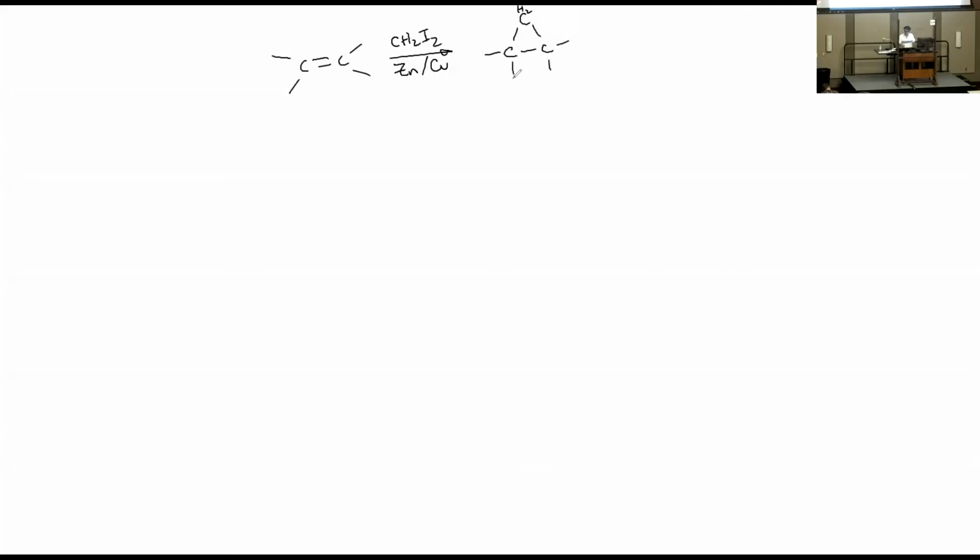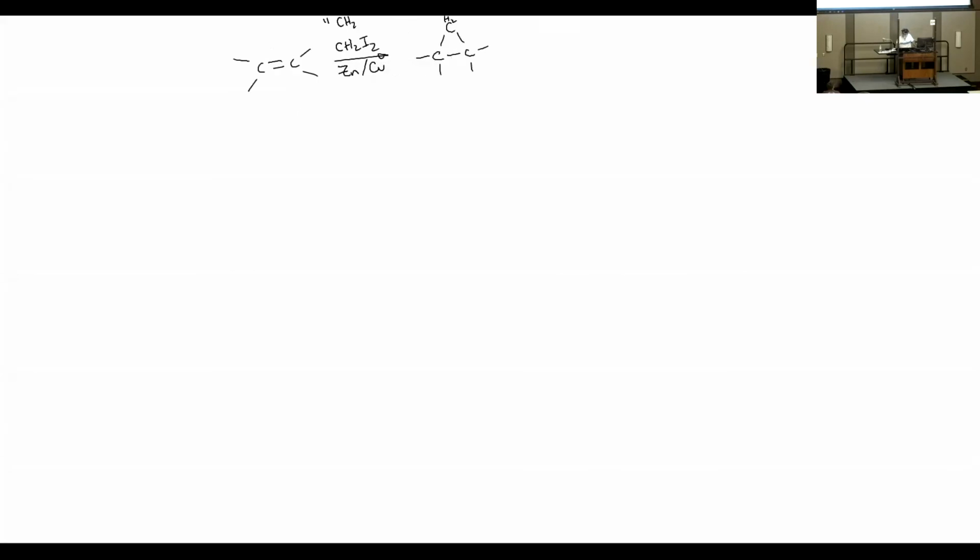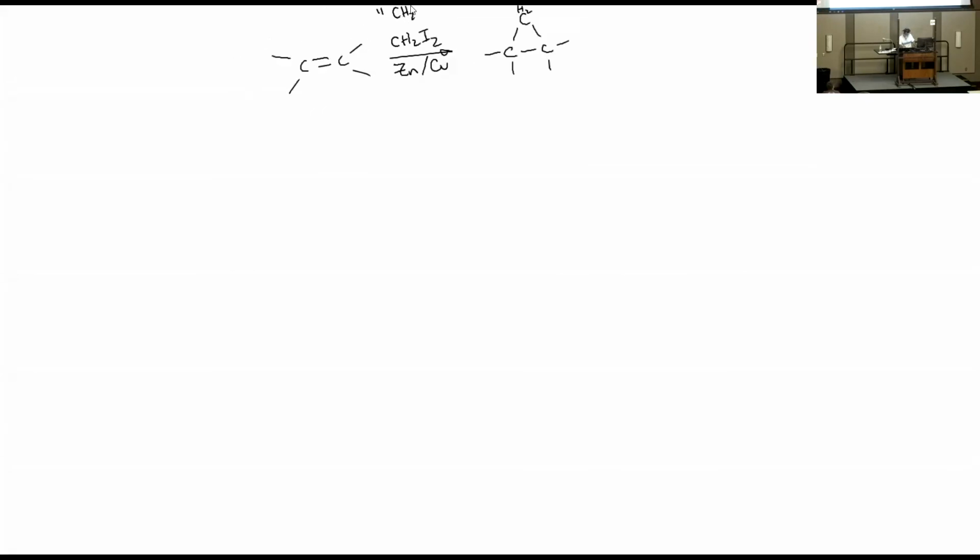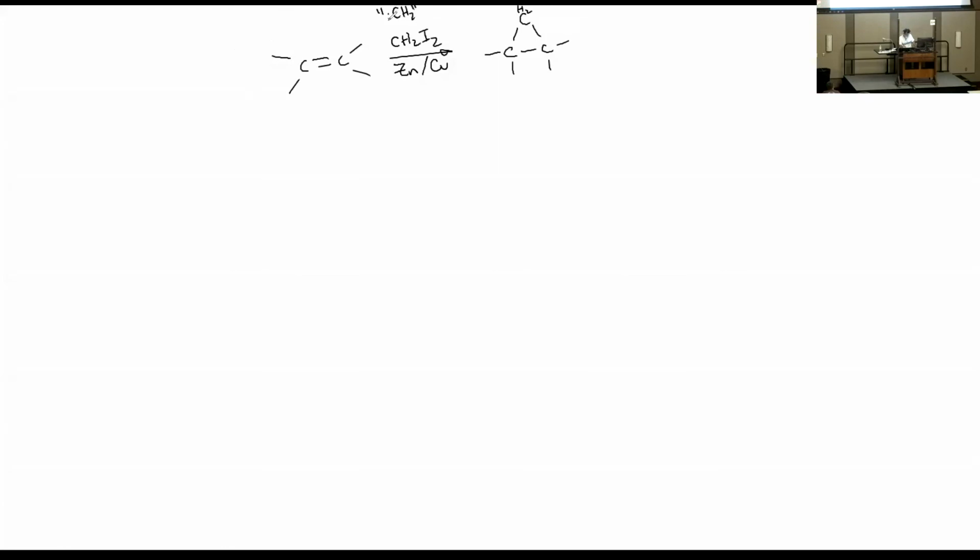I don't think the mechanism's really known. I certainly don't know it, and I don't expect you to know it either. It does act as if you made CH2 carbene. I don't believe that intermediate is actually there, but it acts as if that were the reagent, and that then added across the alkene. Again, I don't believe the mechanism's known.